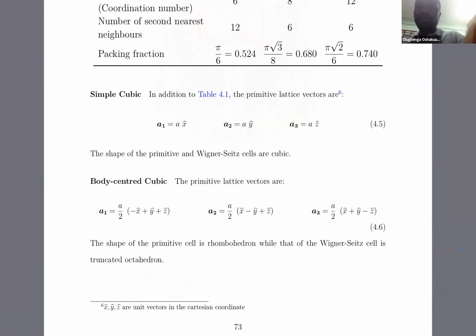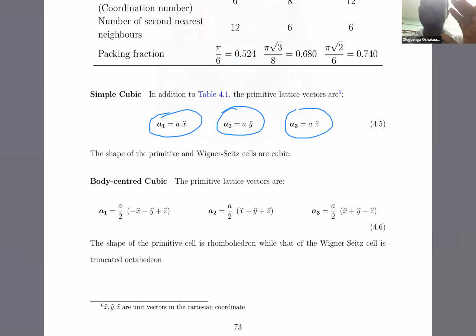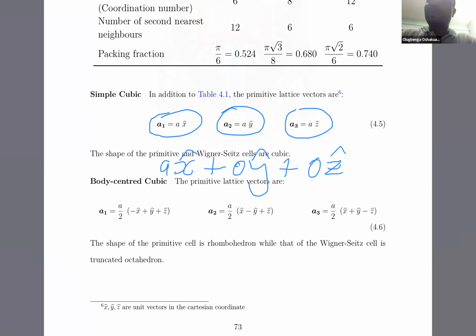You may have noticed before that we are talking about primitive lattice vectors, A1, A2, and A3. We use them to define the primitive lattice vectors. For this cube, A1 is a X caret plus 0 Y caret plus 0 Z caret. That is a characteristic of A1, while A2 will be 0 X caret plus a Y caret plus 0 Z caret.